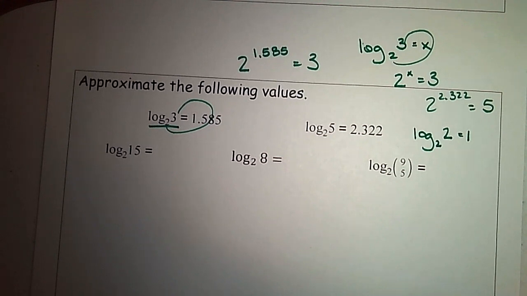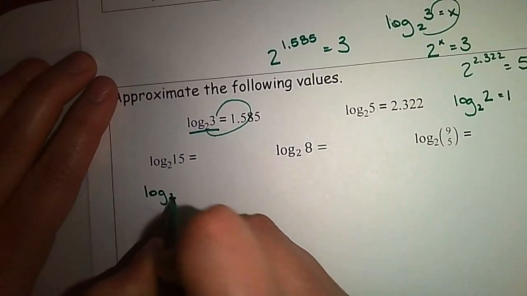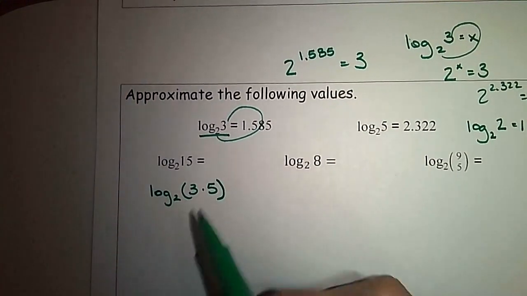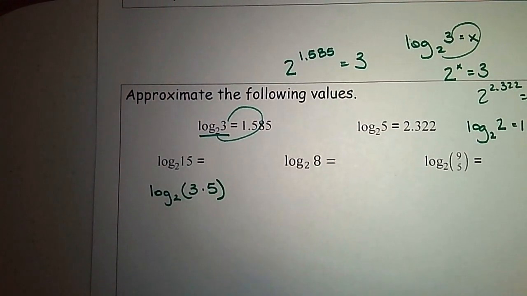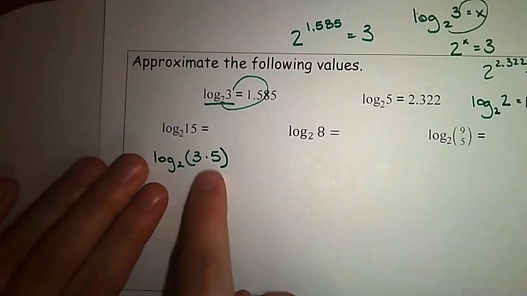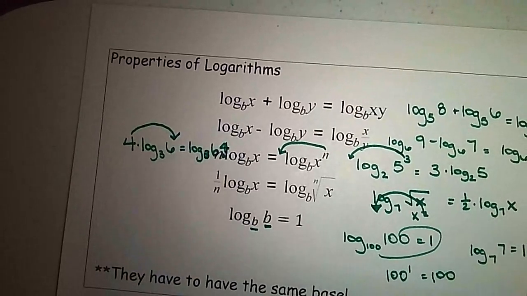And hopefully you are coming up with, well, 3 times 5 is another way to get 15. So I'm just going to rewrite 15 as 3 times 5. All right, now here's where those properties are going to come into play. I look at my properties. We have multiplication within our argument. So we're going to go backwards here.